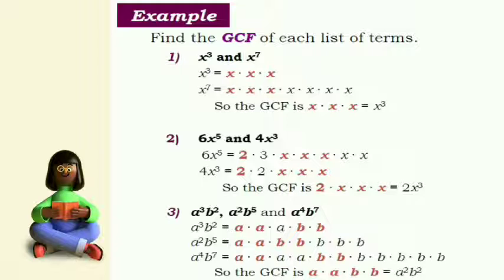So what are the common factors? We have two a's and two b's. So that will be a squared b squared. That is the GCF.